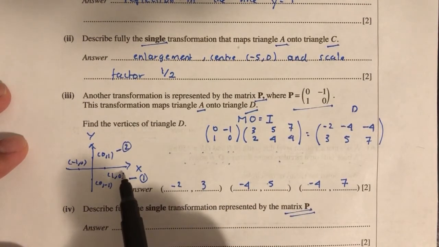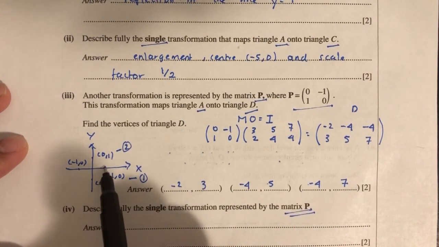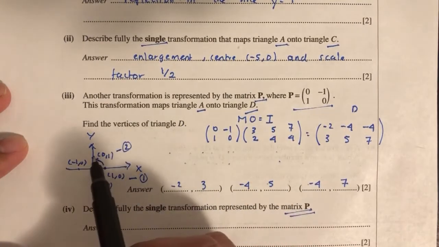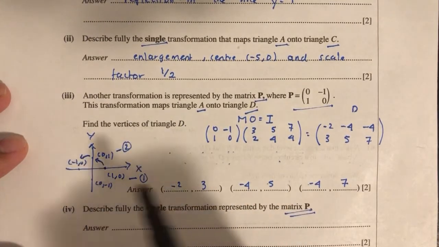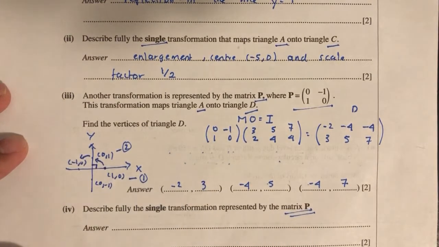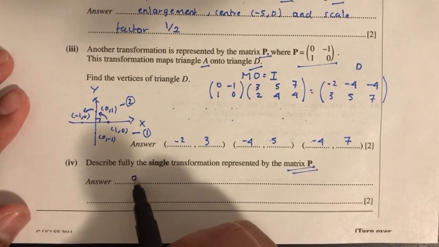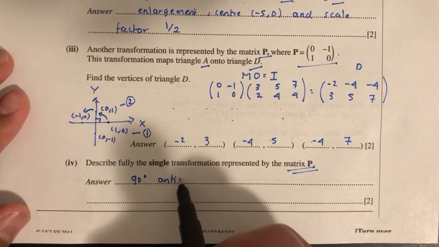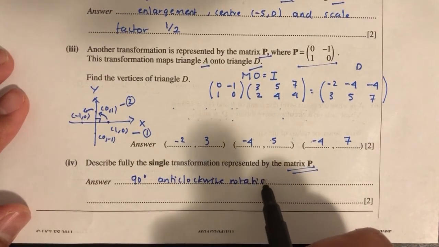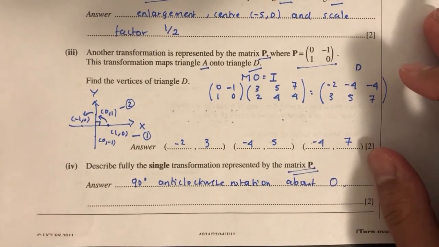So first one, how can we make this become (0, 1)? So this point became this point, as you can see, and this point here became (-1, 0). So basically what happened was a rotation in this direction of 90 degrees. So answer will be, it is 90 degrees anti-clockwise rotation about origin. This will be your answer for part 4.